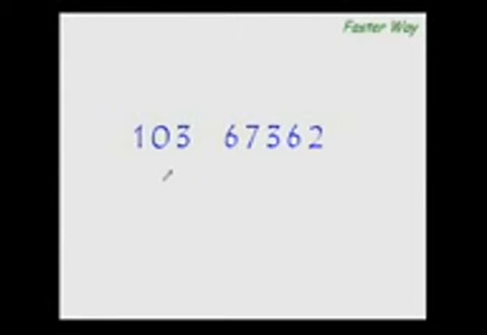The faster way of dividing when the divisor is a 3-digit number is not very different from what we have seen in the last video. The only thing is that since there are 3 digits here, you take the first 2 digits as your main divisor and keep the last digit as the unused digit. So once again, 10 how many times will go into 67? 10 6 times is 60, so write 6 here and the remainder is 7.